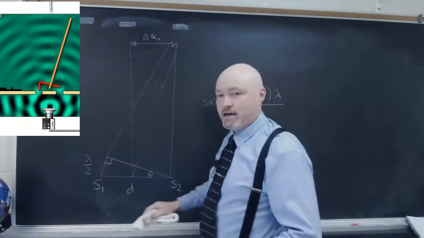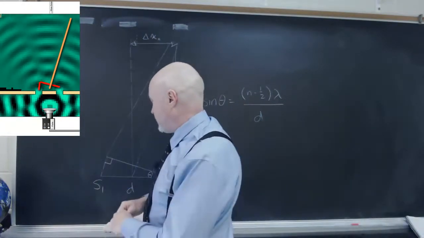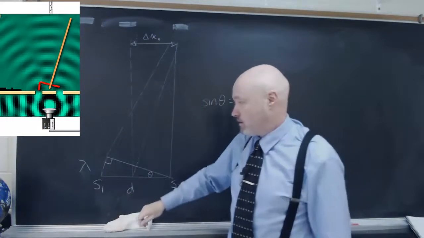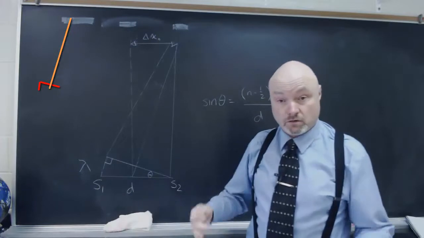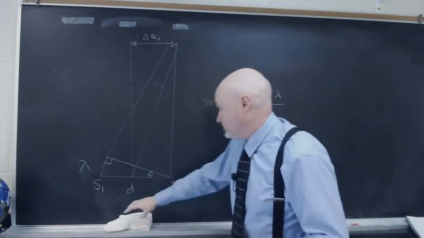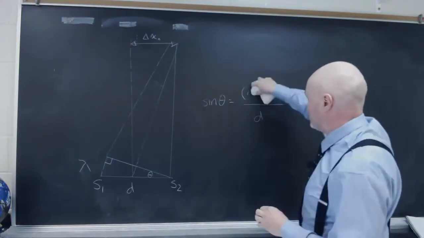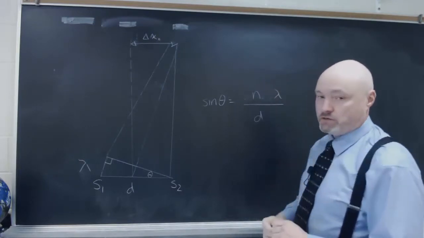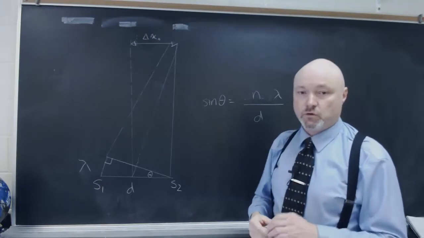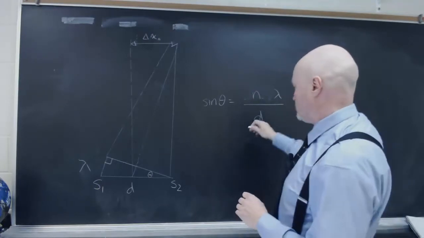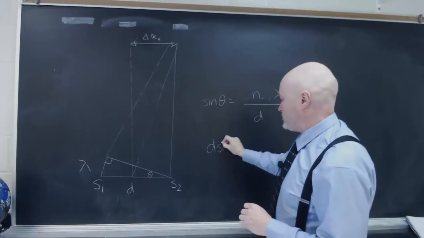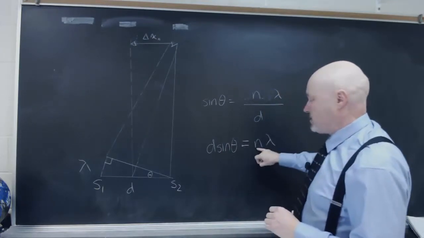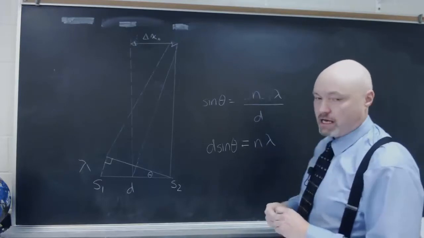Anyway, if you said, yes, this path length difference is going to be a wavelength, or possibly 2 wavelengths, or 3 wavelengths, you would be right. And so we can just change this equation a little bit. Instead of n minus 1/2, we can just do n lambda over d. We can even rearrange it if we like into d sine theta equals fringe number times the wavelength.